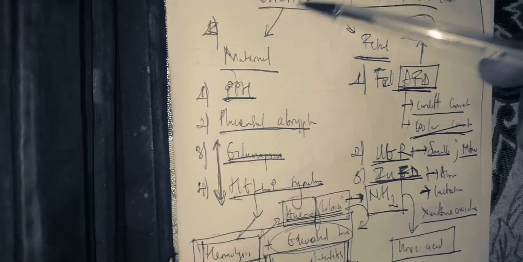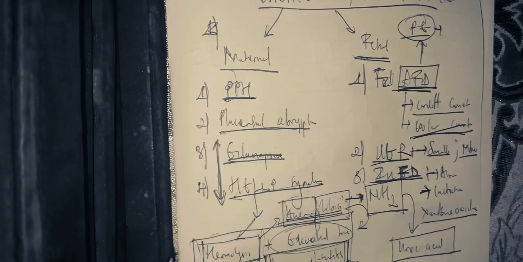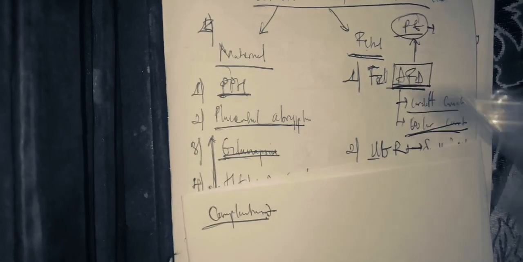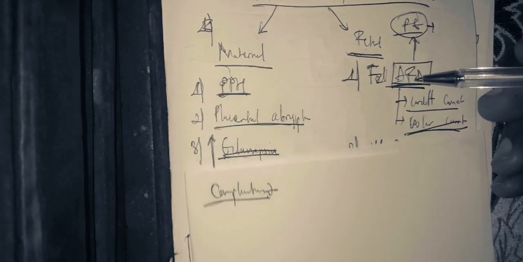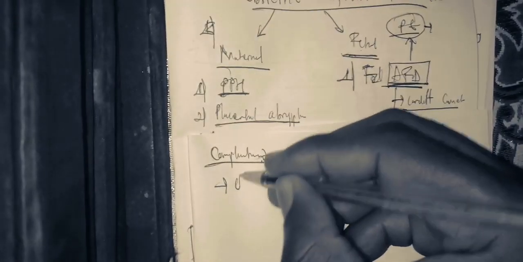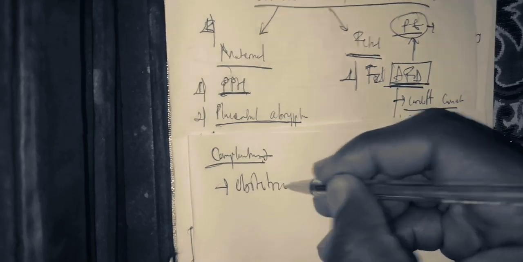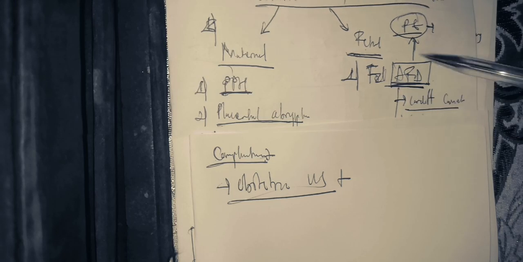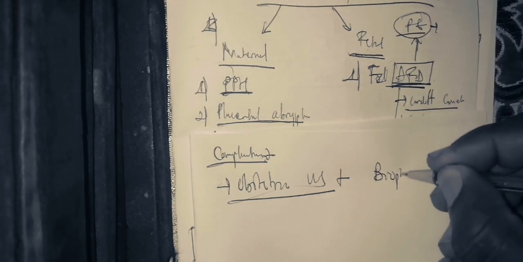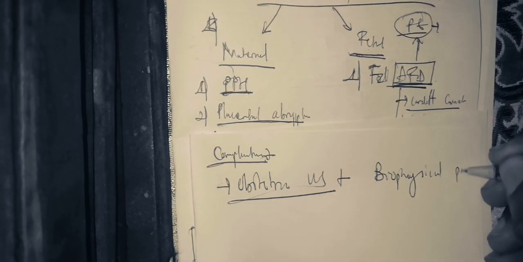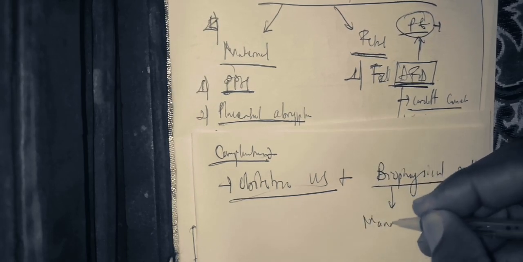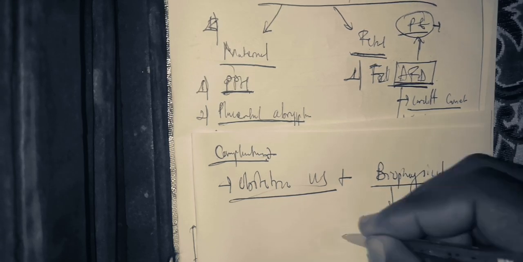We are going to start with the complications related to obstetrics, the obstetric complications. The first thing is that we can have fetal complications and acute fetal distress. When you want to evaluate for acute fetal distress, you do an obstetric ultrasound. The particular obstetric ultrasound that you do to evaluate acute fetal distress is an obstetric ultrasound with biophysical profile. And when you are doing the biophysical profile, you evaluate the Manning score.